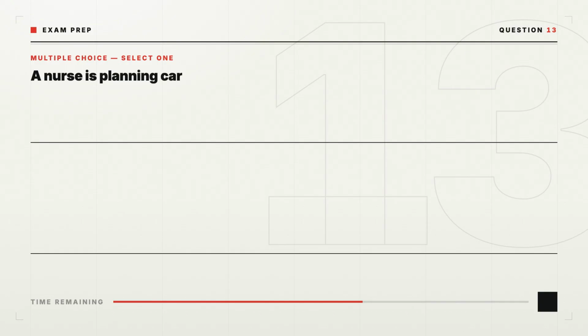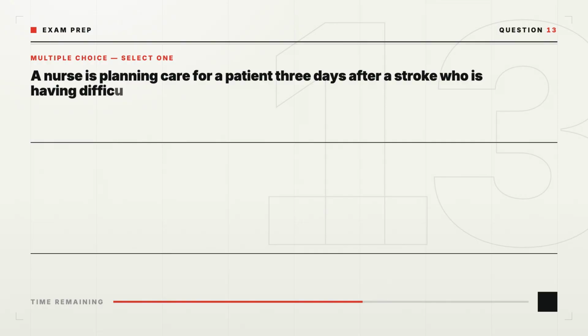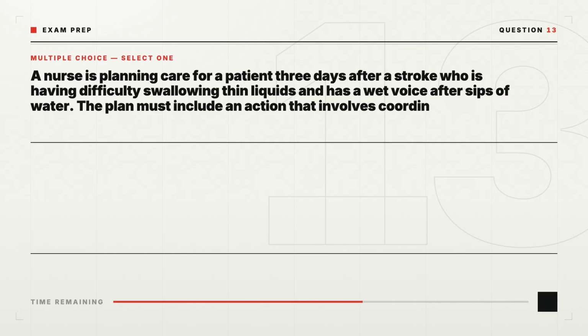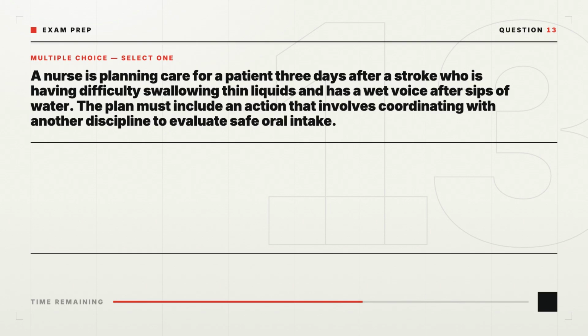Question 13. A nurse is planning care for a patient 3 days after a stroke who is having difficulty swallowing thin liquids and has a wet voice after sips of water. The plan must include an action that involves coordinating with another discipline to evaluate safe oral intake. Your options are: A. Consult speech-language pathologist for swallow study.